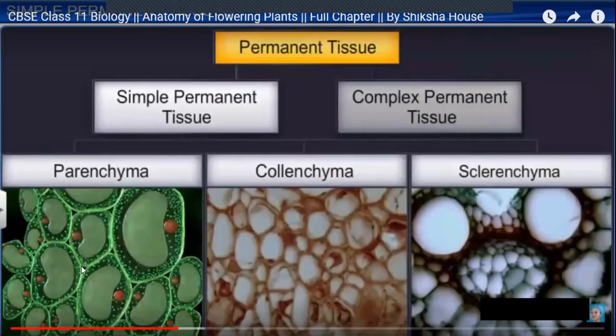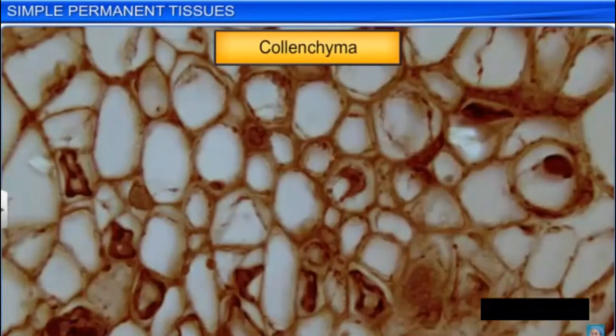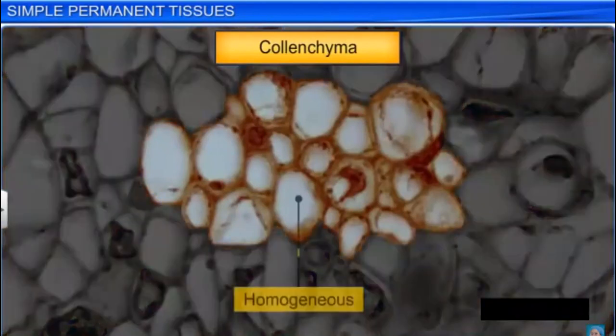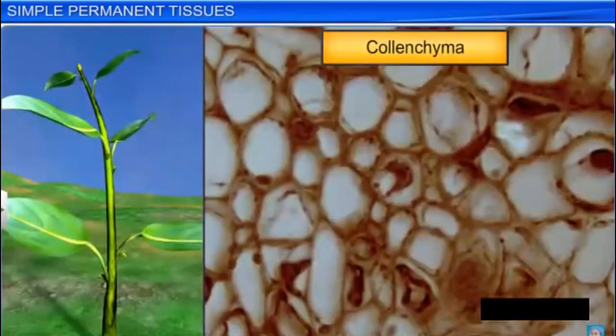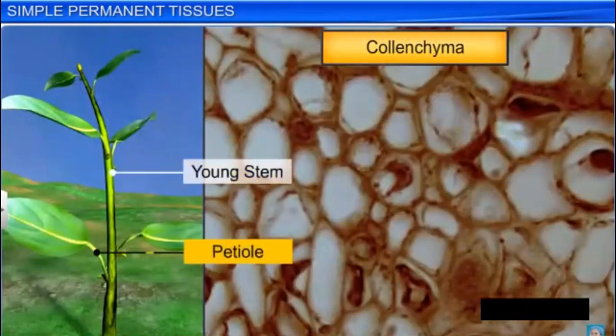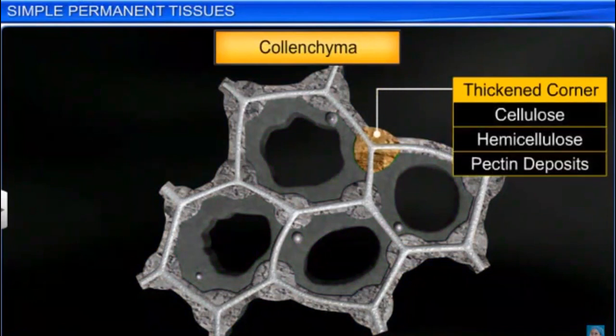The second type of simple permanent tissue is collenchyma. It is found in the layers below the epidermis of dicotyledonous plants. This layer is either homogeneous or in patches. Collenchyma provides mechanical support to the growing parts of a plant, such as a young stem or the petiole of a leaf. The cells of the collenchyma are thick at the corners due to cellulose, hemicellulose, and pectin deposits.